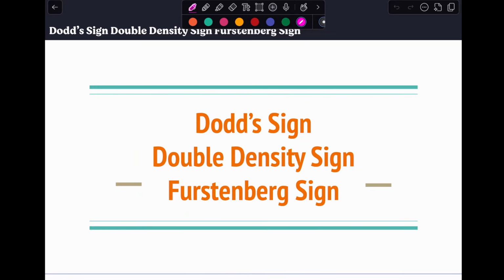Today we'll be talking about 3 signs that we commonly see in different cases of nasal mass. And these are the Dodd sign, double density sign, and Furstenberg sign. We'll talk about what kind of a sign is it. Is it a clinical or a radiological sign? Where do we see these signs? And why do we see it? And why is it called so?